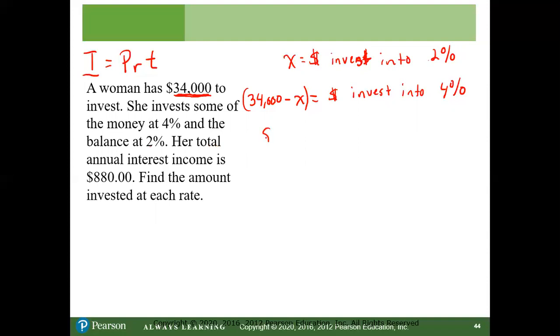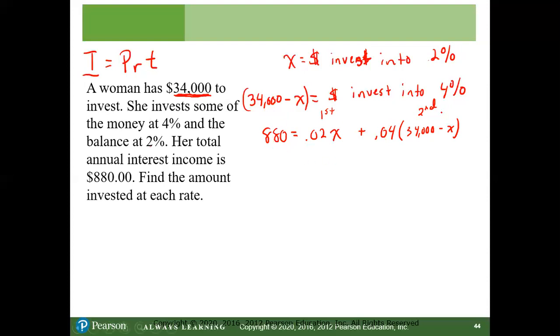So we have $880 is equal to the 2% that she's getting. Remember, you've got to convert this to a decimal times X. So that's our rate times the principal for the first account. Plus the 4% interest that she's getting on the amount of money that's in the other account, which again we set as 34,000 minus X. This is the amount of interest that she's getting for the second account. So you take the amount of interest for the first account and the second account, add them together, and you get the total amount of interest for the year.